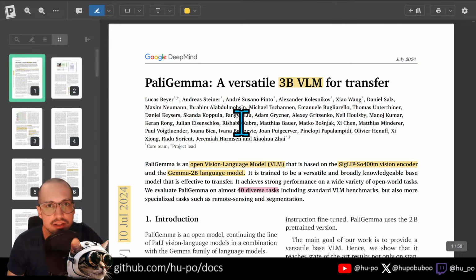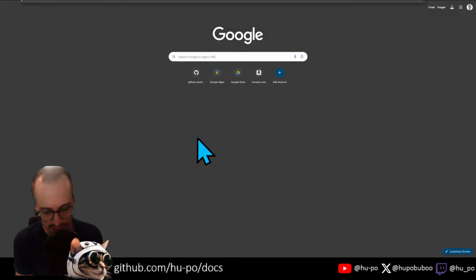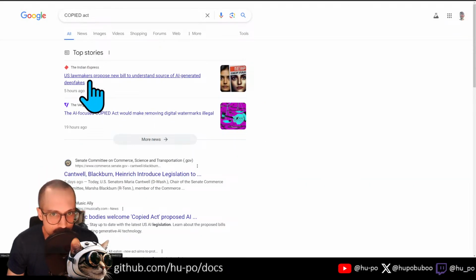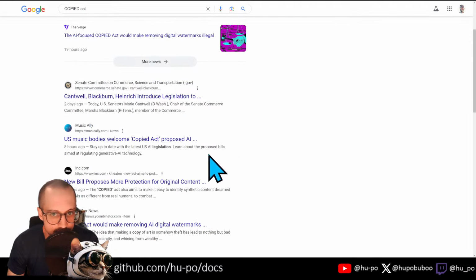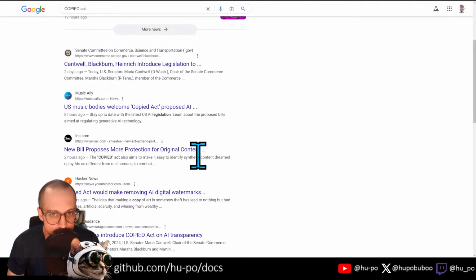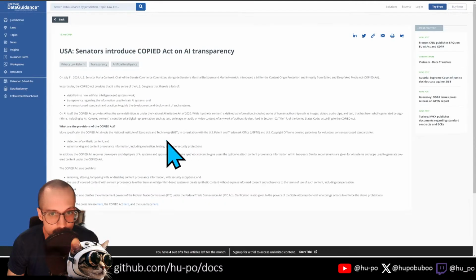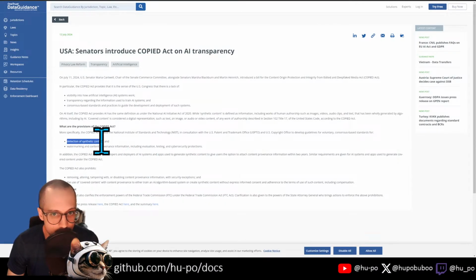Have you seen any thoughts on the new COPIED Act? I don't know what that is. What is the COPIED Act? U.S. lawmakers propose bill to understand source of AI-generated deepfakes. I just have zero interest in this. What is this? Detection of synthetic content, watermarking content. So it's basically like it requires watermarking.